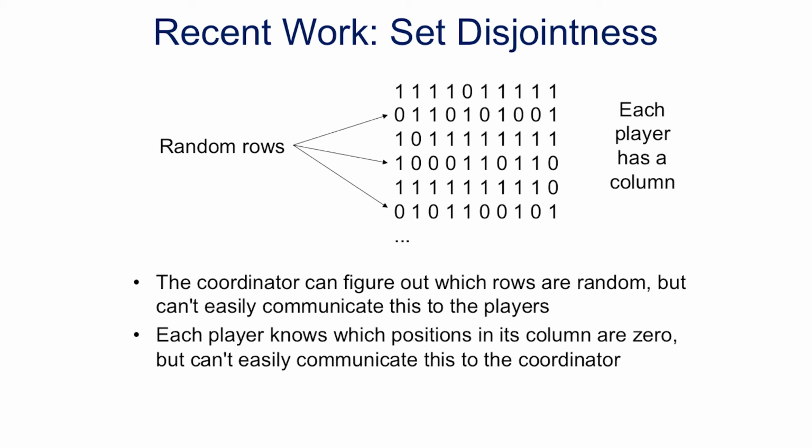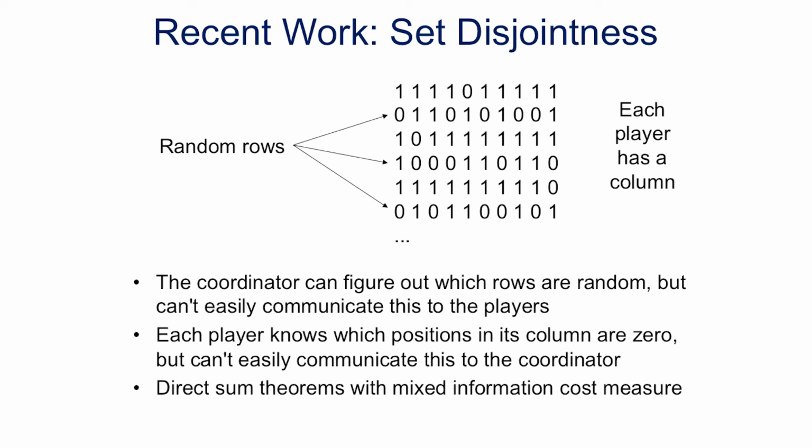On the other hand, from the player's point of view, they look at their input and they don't know which zeros are important. Most of the zeros in their column are going to correspond to these random rows, which don't affect the answer. It's only the zeros that cause a row with all ones except for possibly a single 0. It's only those zeros that are essential to transmit to the coordinator so he can figure out the answer. But the players can't figure out what these rows are.